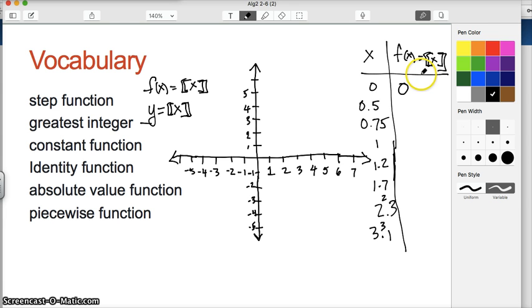Well, it's not. There is no integer, or less than that. Oh, that's still 0. So when x is 0, y is 0. When x is 0.5, y is 0. When x is 0.75, you got it. This is not an integer.